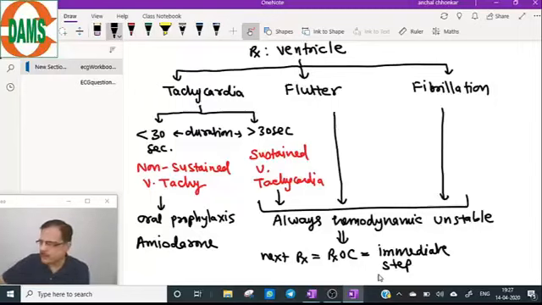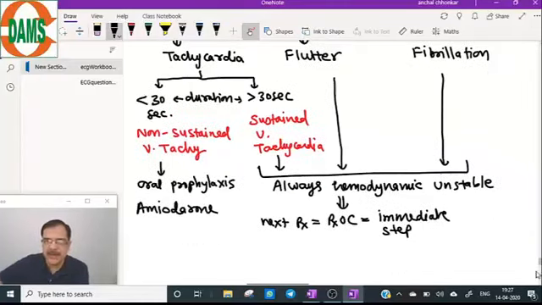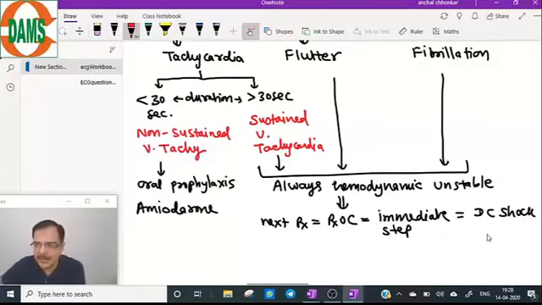Such types of questions will be asked to you. What will you do next if the patient is presenting with these ventricle arrhythmias? Next treatment, next step, treatment of choice, immediate step is always a DC shock. And we start with the DC shock, here given as 200 joules.